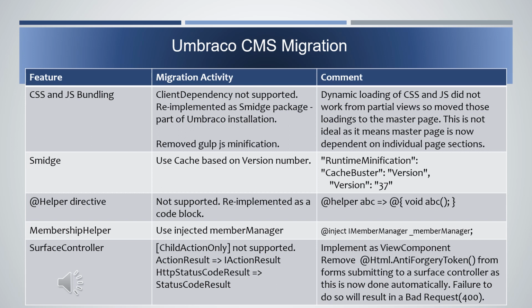All CSS and JavaScript files bundled from partial views were merged into the master layout template bundles. Otherwise, they'd be excluded from the bundle. All helper methods had to be recoded as code blocks. Members are accessed by injecting the member manager into Razor files and any other services that you need. Surface controllers no longer support child actions, which are now implemented as view components.